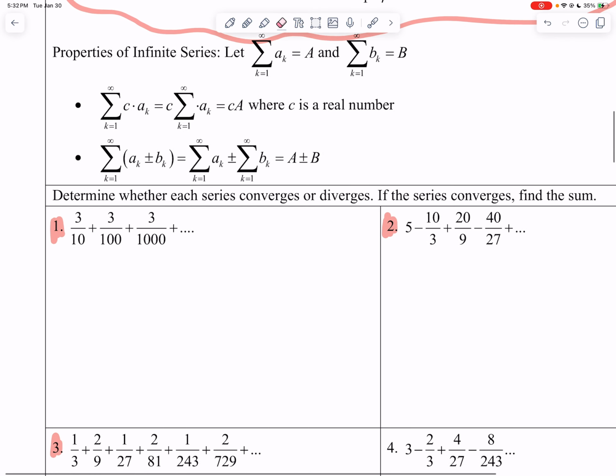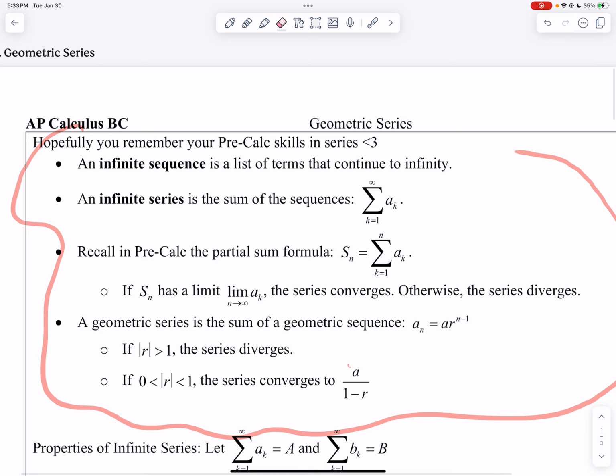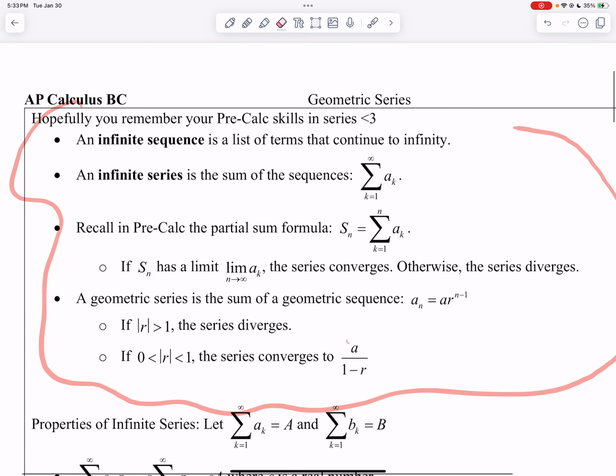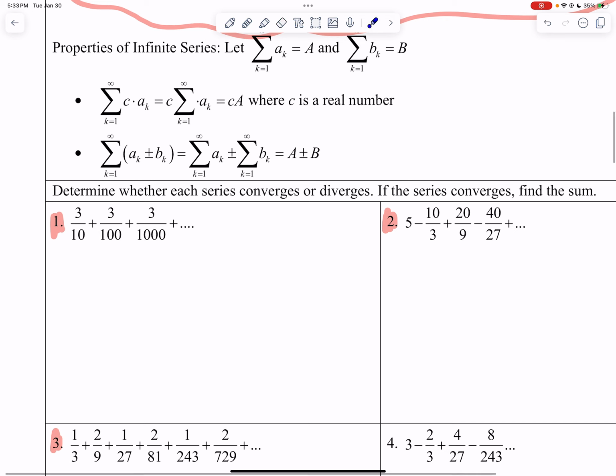All right. So for number 1, what we are going to do is determine whether each series converges or diverges. Remember, even though I didn't say it right here, an infinite series is the sum of the sequence. So in this case, we're going to add 3/10 plus 3 over 100 plus 3 over 1,000 plus 3 over 10,000 plus 3 over 100,000 and so forth.